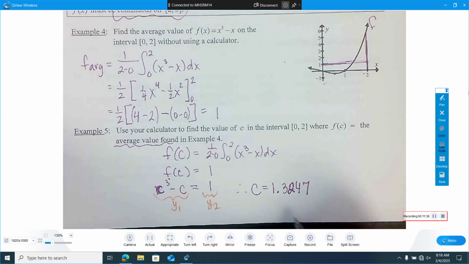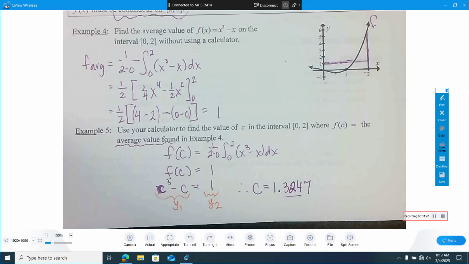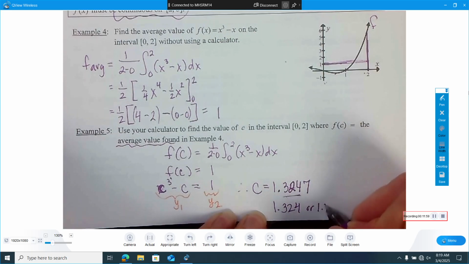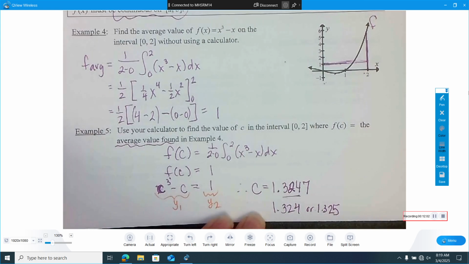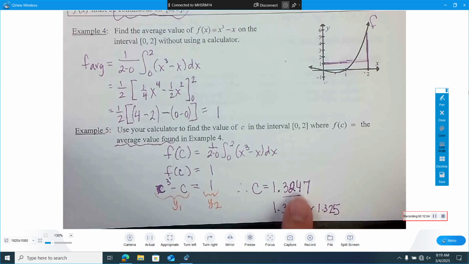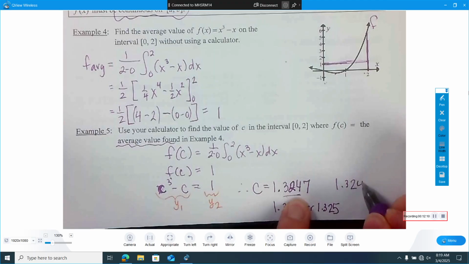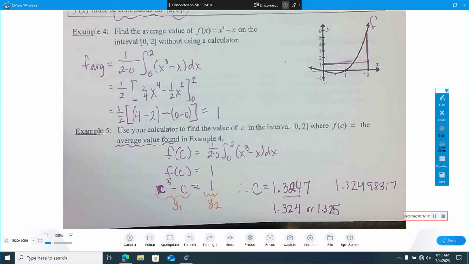Again, on the AP test, you must have 3 decimal places at least. I would have been fine if I changed my calculator, because you can change your calculator to 3 decimals always. I would not do that. Don't do that. So for instance, the answer of 1.324 or 1.325, either one of those earns credit. Mine earns credit even if I wrote it wrong and I wrote 1.324983117.